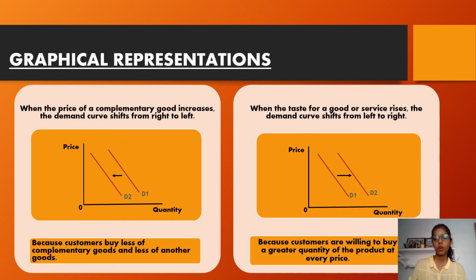When the price of complementary goods increases, the demand curve shifts right to left, showing a decrease, because customers can't buy both goods together as these goods are used together. For example, pen and ink.